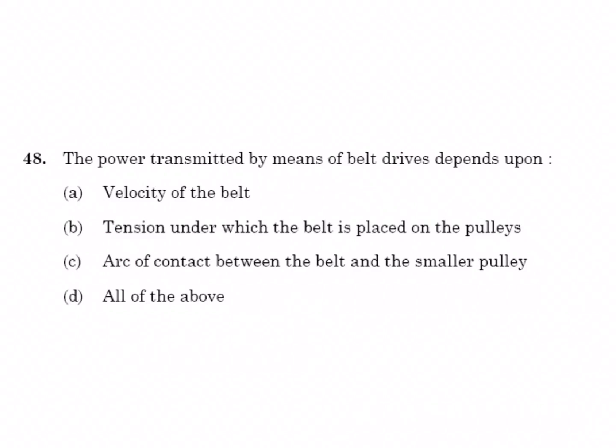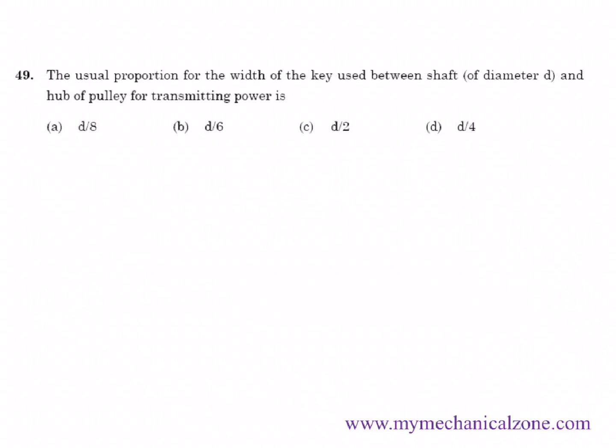The power transmitted by means of belt drive depends on velocity of belt. Correct. Tension under which the belt is placed on pulley. This is also correct. Arc of contact between the belt and smaller pulley. This is also correct. So all of the above, D is your correct answer. The usual proportion for the width of key used between shaft of diameter D and hub of pulley. Width of key is B. It's D/4. So option D is your correct answer.